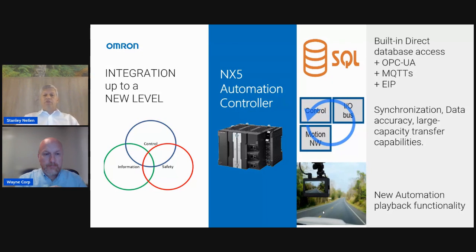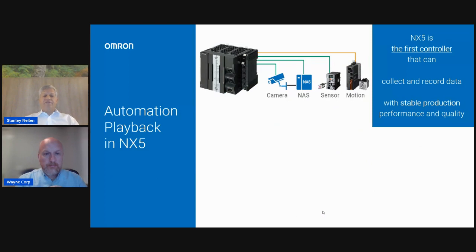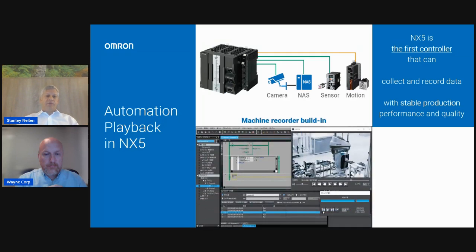What is this new Automation Playback functionality? It's the first controller which can collect and record data in a specific window while doing the sensor, the motion, and the ladder programming without any loss of performance. So we have a stable production performance and quality. And at the same time, we record all the features in a machine recorder built-in. You can see it as some kind of black box in an airplane or a dash cam that you can record what's happening and play back later, but without any performance loss.